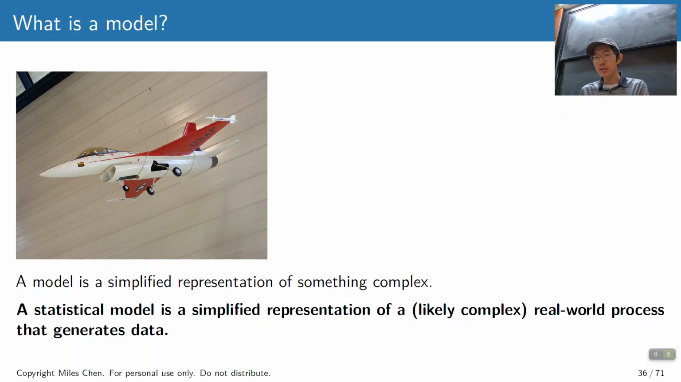So what is a model? This is a picture of a model airplane. A model airplane, and a model in general, is a simplified representation of something complex. So a statistical model is a simplified representation of some kind of likely complex real-world process that generates data.